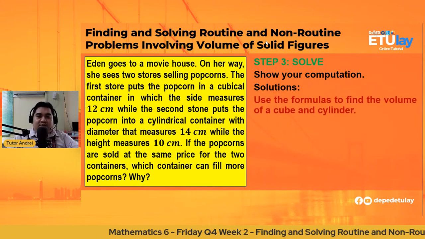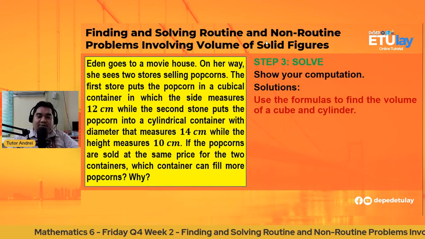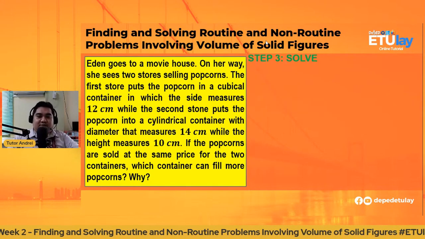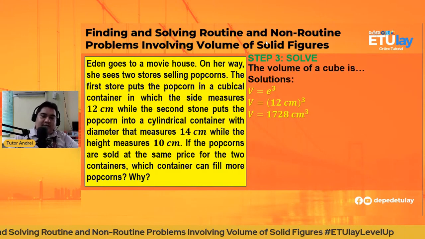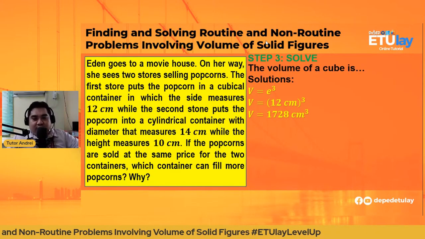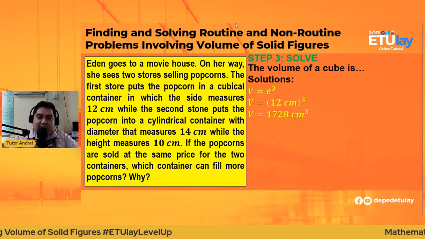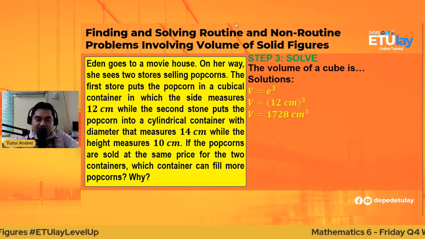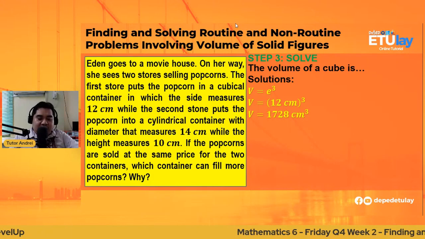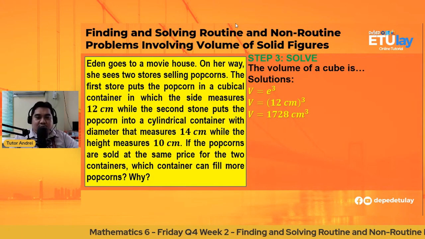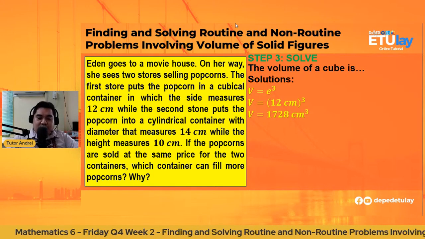So, for the solutions, again, you will use the formula to find the volume of the cube and cylinder. So, cube is this one, of course. You're going to get the cube of 12 centimeters. So the cube of 12, that's 12 times 12 times 12. So that is equal to 1,728 cubic centimeters. So that's the volume of the cube.